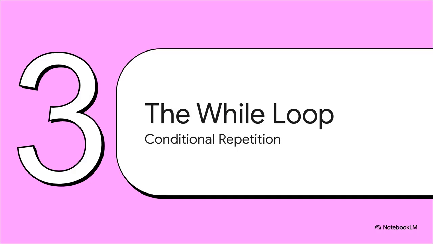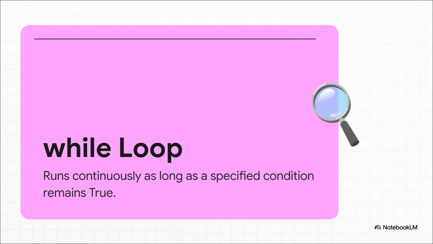Well, that brings us perfectly to section 3, understanding the while loop and conditional repetition. The definition of a while loop is pretty straightforward. It's simply a loop that runs continuously as long as a specified condition remains true. Think of it like this. The loop evaluates the condition right at the start, essentially asking, hey, is this still true? If the answer is yes, boom, it runs the code block.